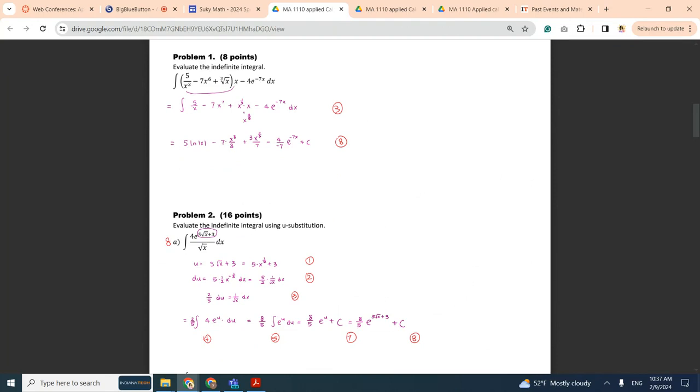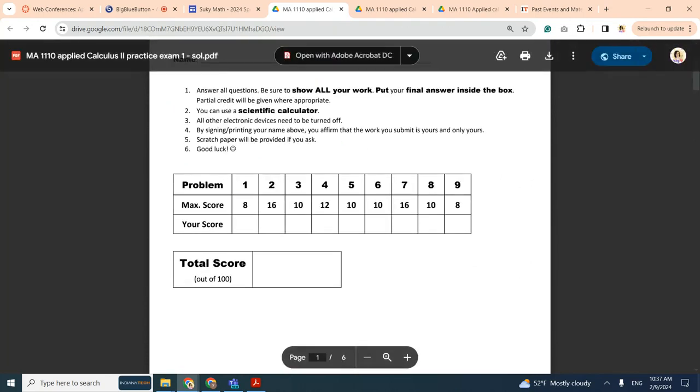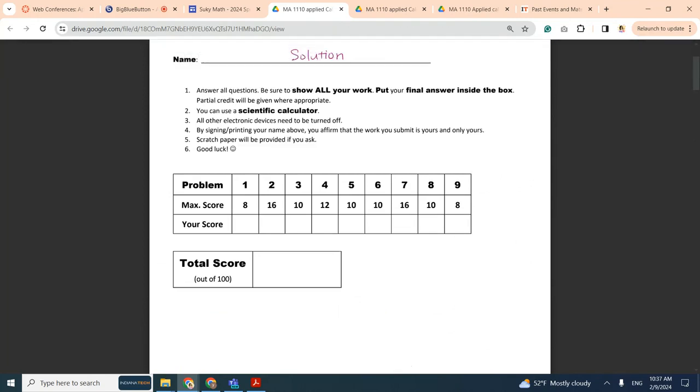Okay, estimate your score for each problem. Like this problem is 8 points, so this step is 1 point, 2 points, 3, 4, 5, 7, and 8. So see how many steps you arrive at, subtract how many mistakes you make, so you can estimate your scores. Write down the score for each problem and add them up to see the total score.